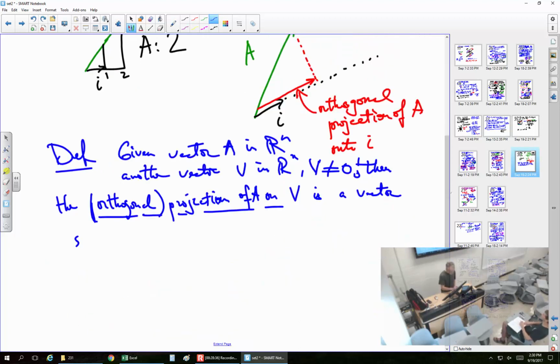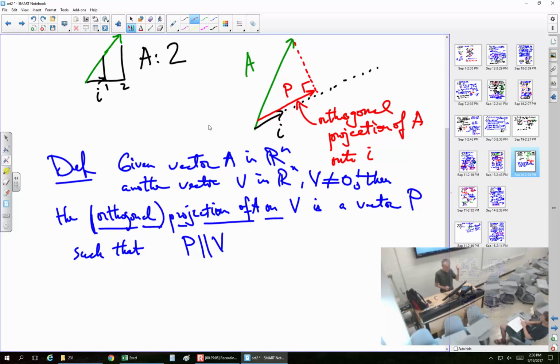Such that, first of all, it has to be parallel to V. So the orthogonal projection is a vector P. First of all, it's parallel to V, like in that picture. So that red one is the P we're talking about. And secondly, the projection is orthogonal, so this triangle is a triangle of 90 degrees.